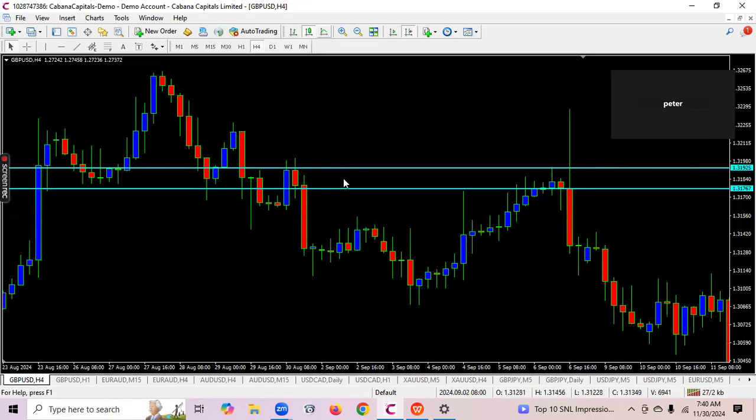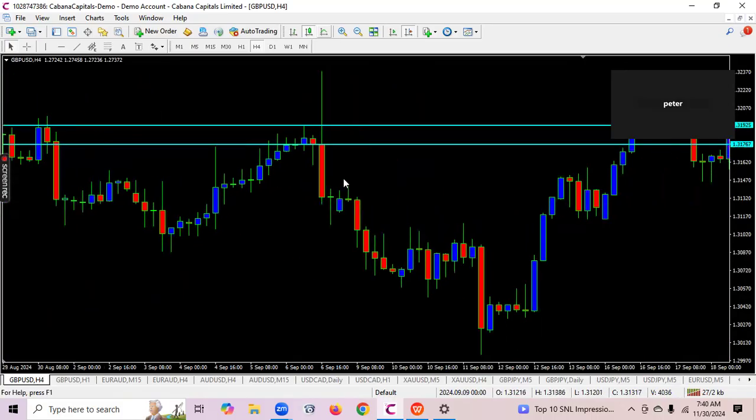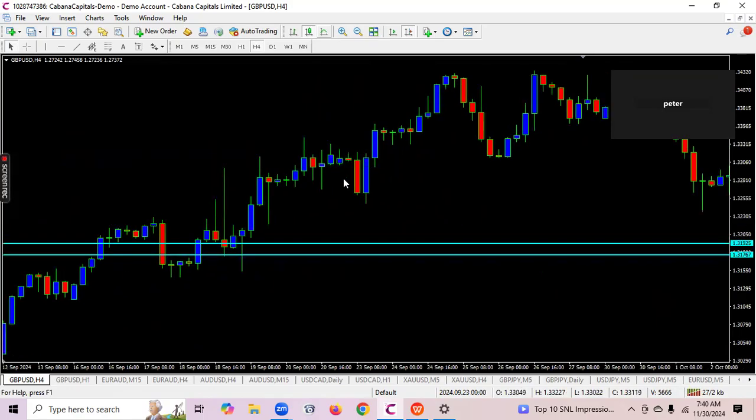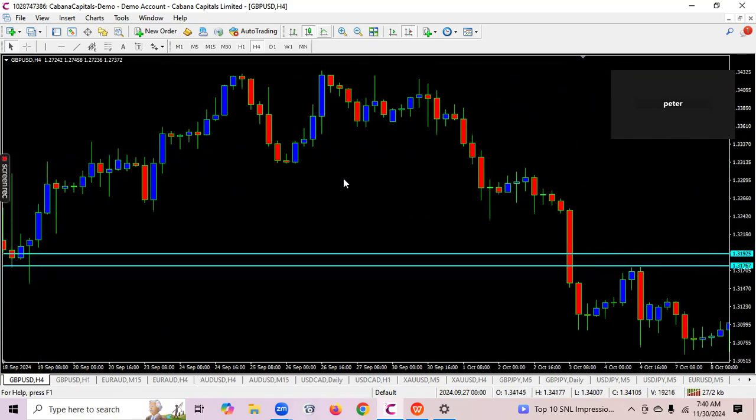Trying to look for an inverted hammer. Okay, but I can't find one. I've not seen an inverted hammer. Okay, this is what an inverted hammer looks like. Let me just use this as an example.